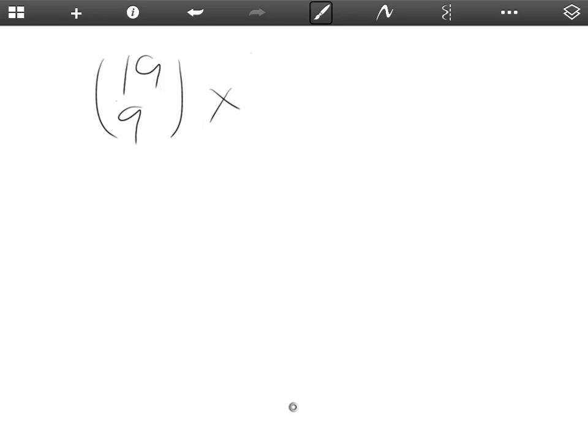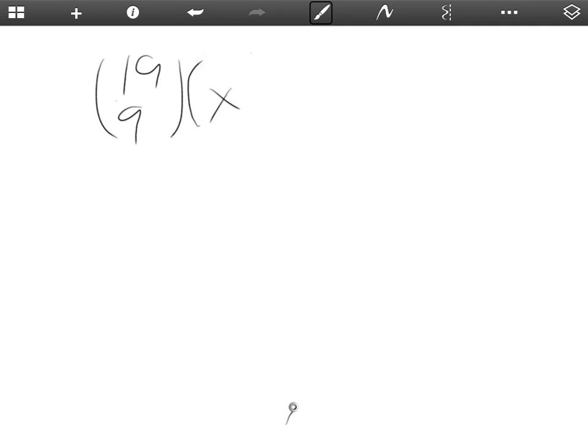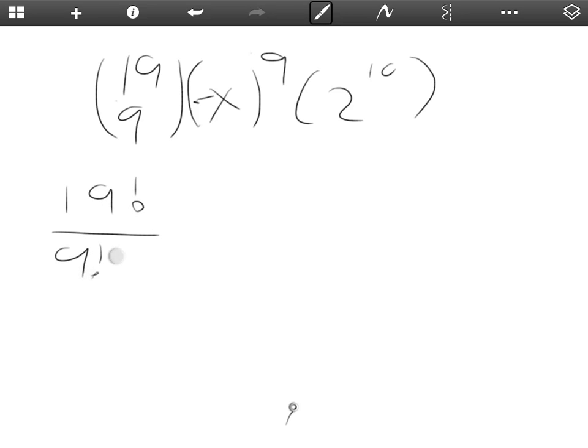Okay, we'll just do it this way. This is negative x to the 9th times 2 to the 10th. And so 19 choose 9 is 19 factorial over 9 factorial times 10 factorial, which is, oh boy, a large number. 19 times 18 times 17 times 16 times 15 times 14 times 13 times 12 times 11 divided by 10 factorial. This is a large number.